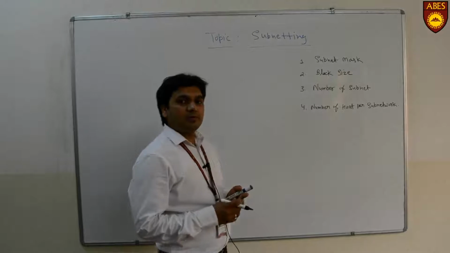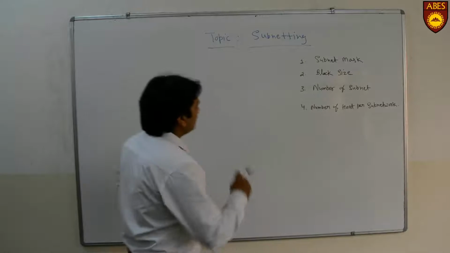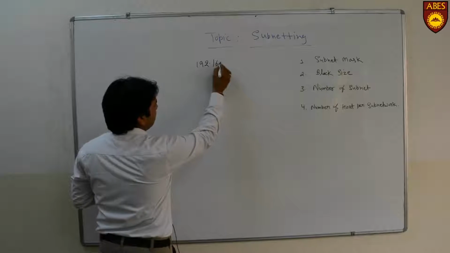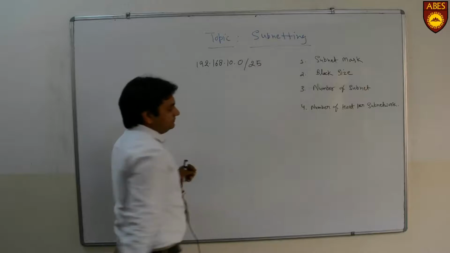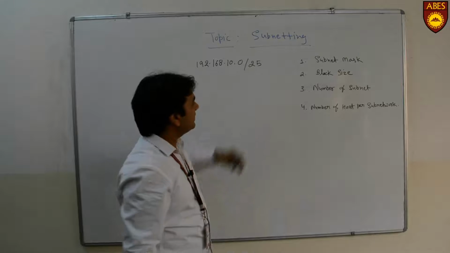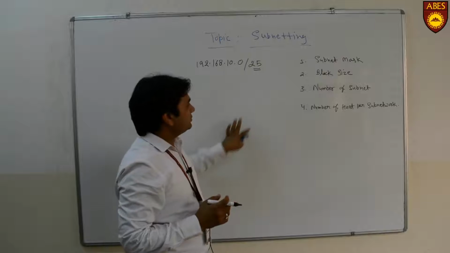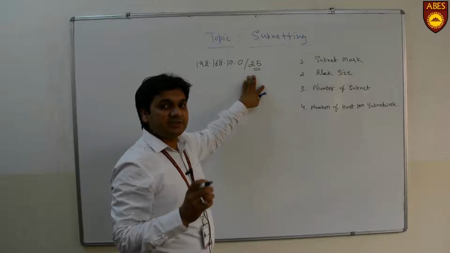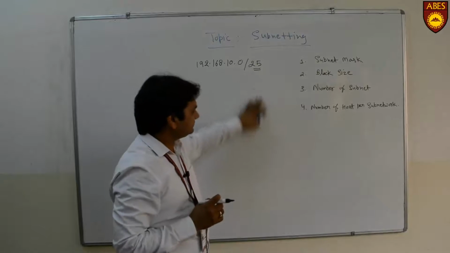To solve this problem, let us consider an example of an IPv4 address of class C. The class C address is 192.168.10.0/25. That 25 is known as the subnet mask, or mask number, and it is used to identify the network ID. Here the mask number is 25, which means the starting 25 bits represent the network ID and the last 7 bits represent the host ID.